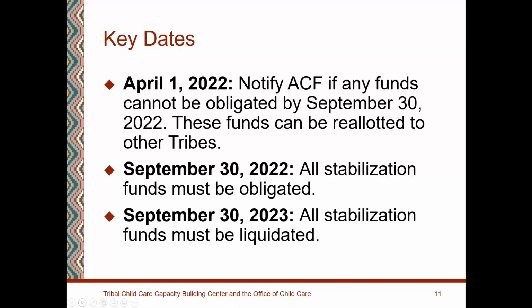And more importantly, note the dates of the obligation and liquidation timeframes. Obligation, again, is September 30th of 2022. And all funds must be liquidated by September 30th of 2023. We did want to note that obligation and liquidation timeframes do not apply to tribes who operate under a PL 102-477 consolidated plan. The obligation and liquidation dates apply specifically to those that are direct funded.